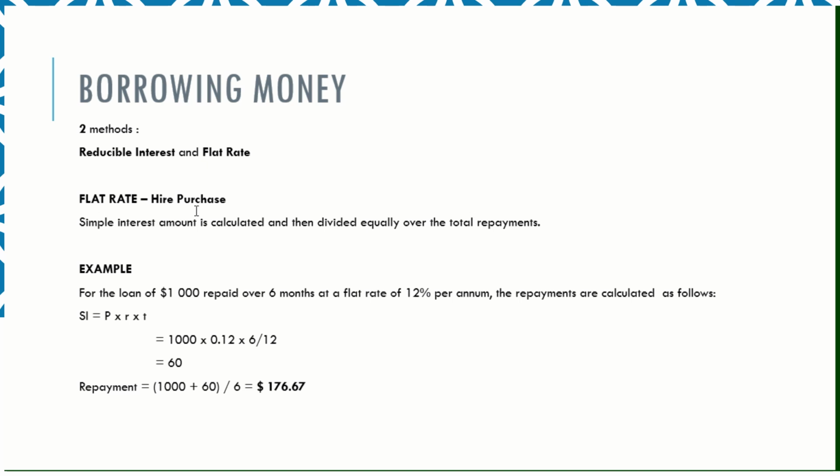Flat rate is for hire purchase loans. We have actually done it. It's just simple interest. I equals PRT is simple interest. So whenever they say flat rate, it's always simple interest. For example, for a loan of 1,000 repaid over 6 months at a flat rate, you find the interest amount: 1,000 times rate times time, 6 over 12. It will be equal to 60. So that is your total interest amount. The total that you pay back will be your future value, 1,000 plus 60. You divide by 6 because you want to find the monthly payment.